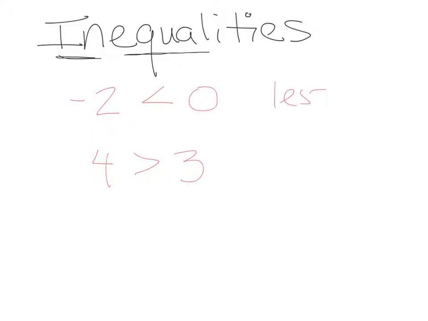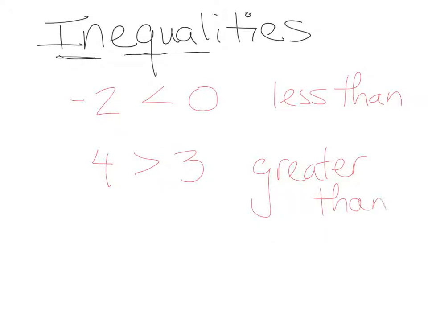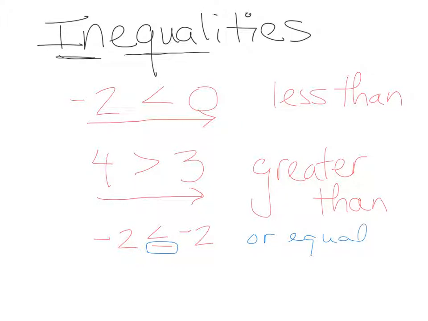So we've got less than, and we've got greater than. And you read these left to right, just like we read English. So -2 is less than 0, 4 is greater than 3. Now, you could have something like -2 is less than or equal to -2, because when it has this little line underneath, that means less than or equal. And by the same token, you can have that for greater than. So 4 is greater than or equal to 4, and that is still true because 4 is equal to 4.